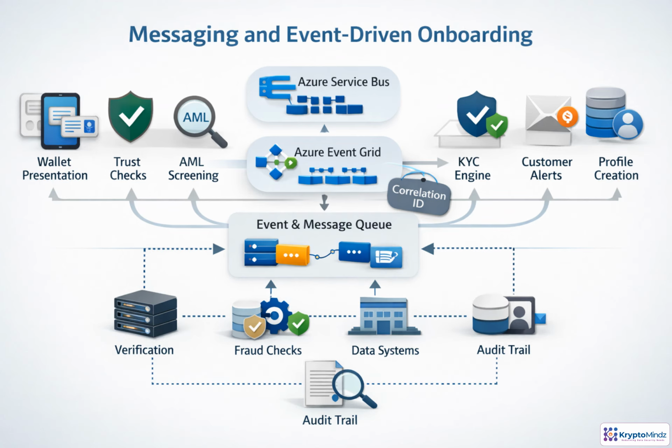Real-world onboarding rarely runs as one long synchronous API call. Each stage publishes messages or events that other services react to when they're ready. Azure Service Bus handles durable work: queued onboarding jobs, manual reviews, retries, and dead letters. Azure Event Grid fans out lightweight state change events. This decouples verifier, KYC, AML, evidence, notifications, and downstream systems. Correlation IDs and consistent event schemas tie everything into a traceable end-to-end audit trail.